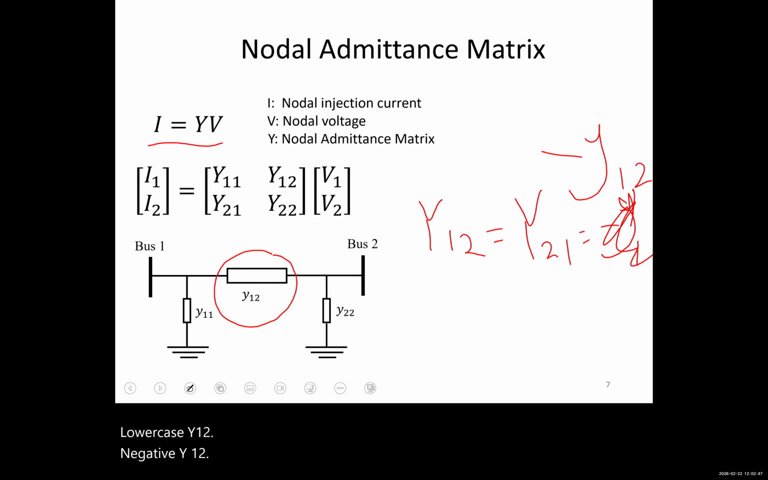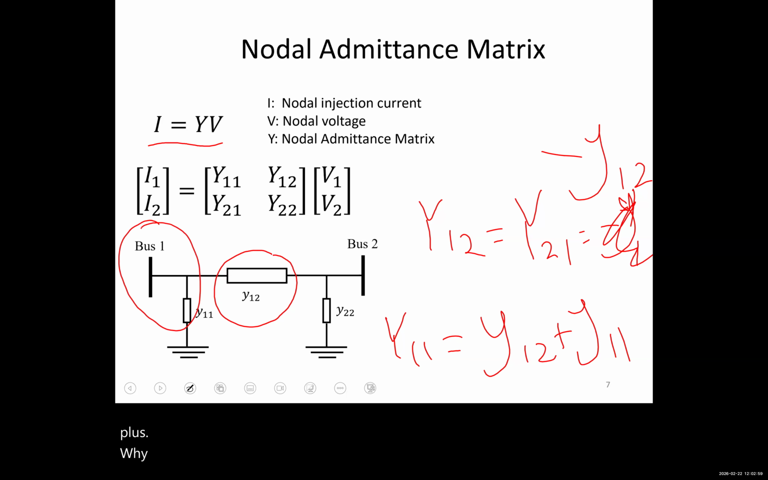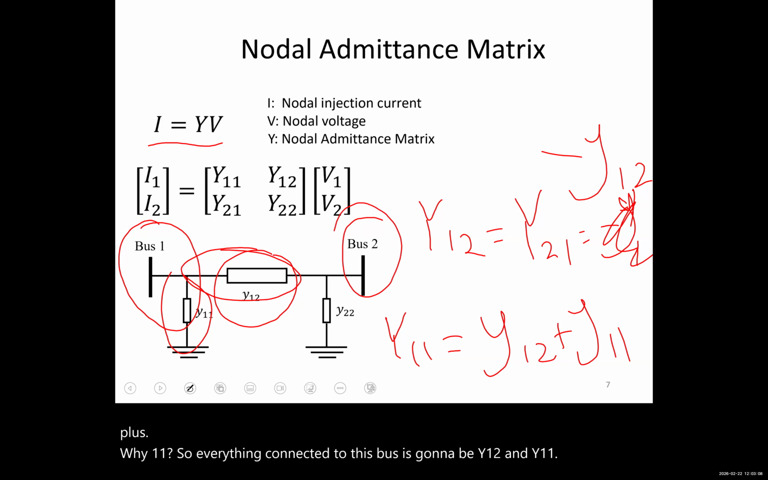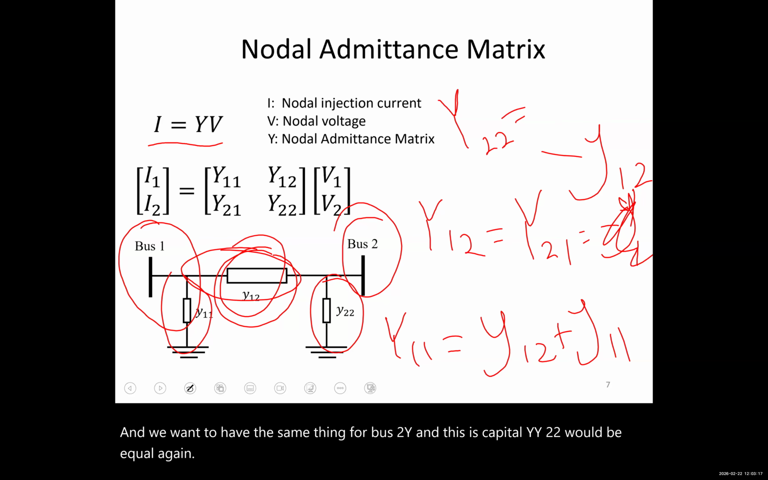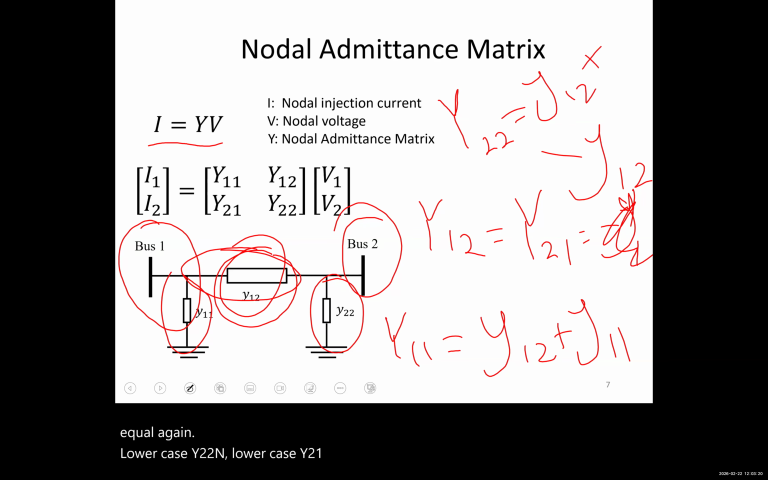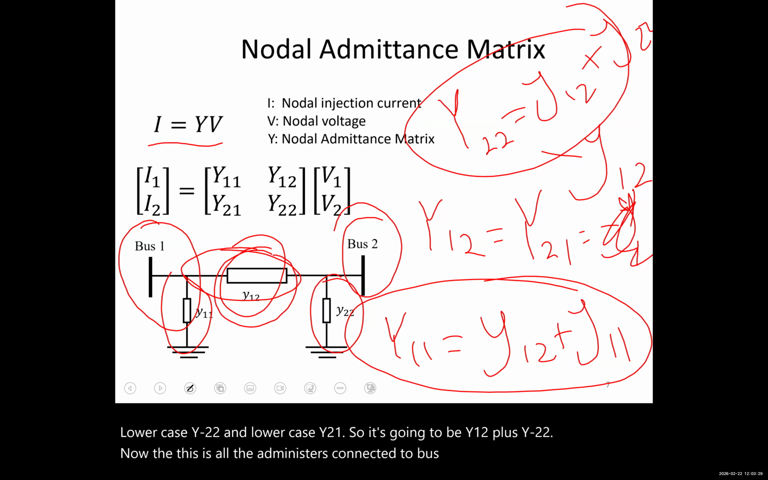So each diagonal is the sum of connected admittances. So Y11 would be equal to y12 plus y11. Everything connected to this bus is going to be y12 and y11. And we're going to have the same thing for bus 2. Y22, and this is capital Y, would be equal again to lowercase y22 and lowercase y21. So it's going to be y12 plus y22. Now this is all the admittances connected to bus 1, and these are all the admittances connected to bus 2.